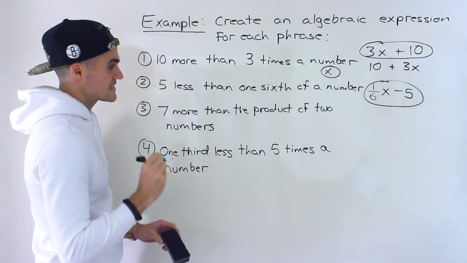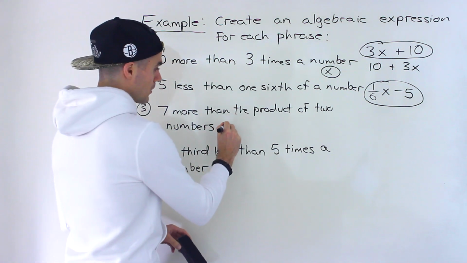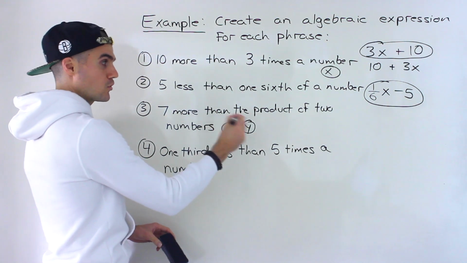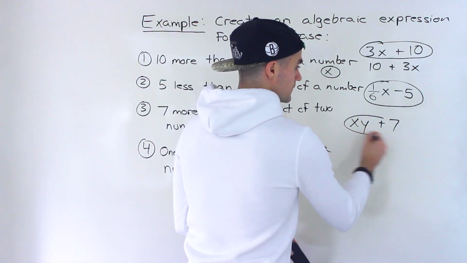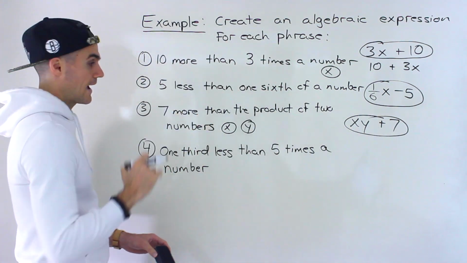And then number 3, 7 more than the product of 2 numbers. So in this case, we have 2 numbers. I'm going to represent it with x and y. Those are the 2 numbers. So 7 more than the product of 2 numbers. Right? If we multiply those 2 numbers and then add 7.